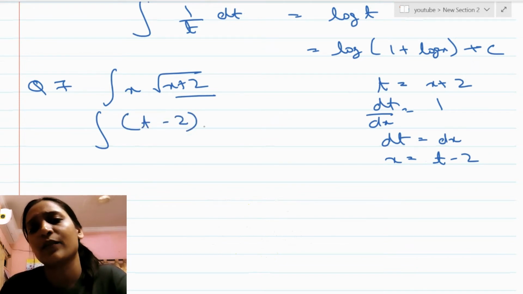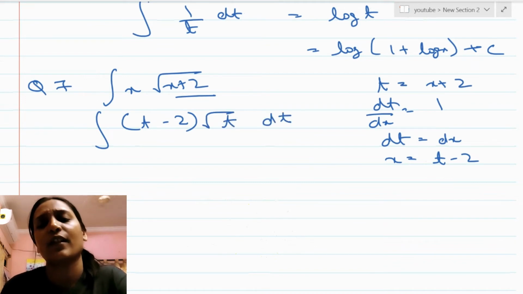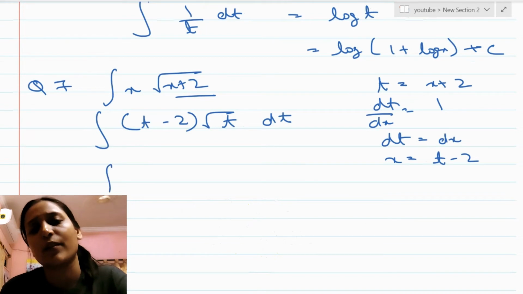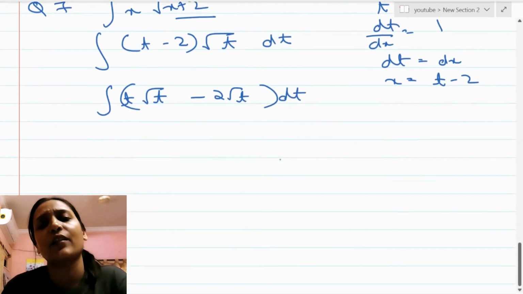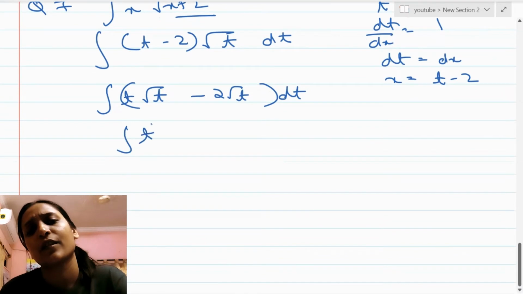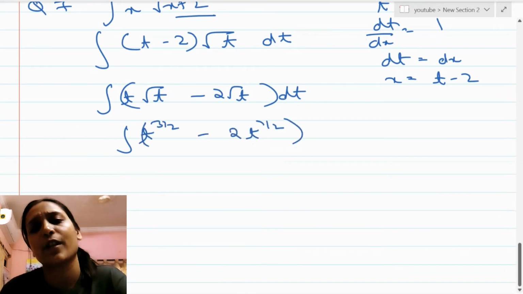So t minus 2 times root t into dt should be the value that we're trying to integrate. So this becomes t root t minus 2 root t dt. Now t root t is nothing but t to the power 3 by 2. So t to the power 3 by 2 minus 2 times t to the power 1 by 2 is what we're trying to integrate. Let's see if we can do that.